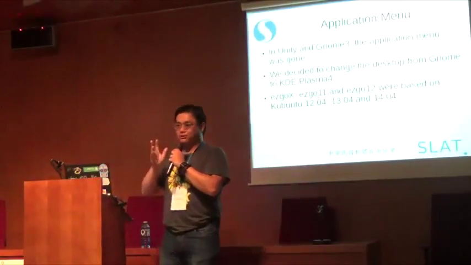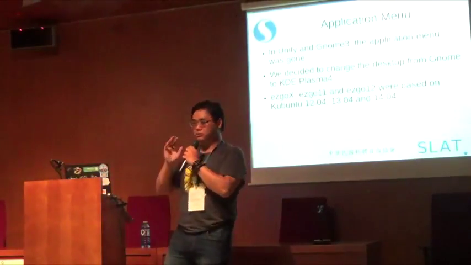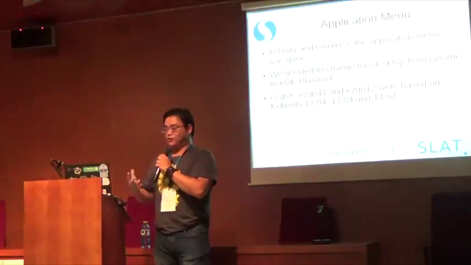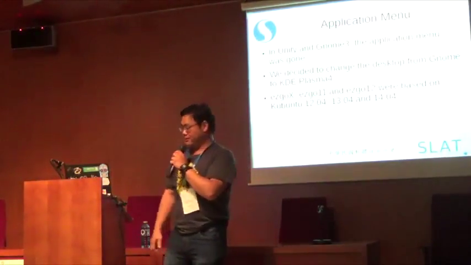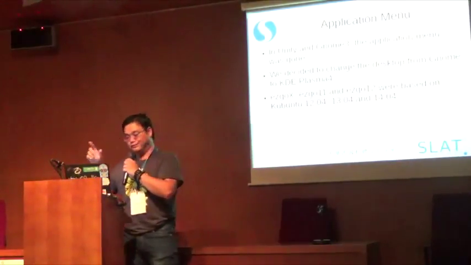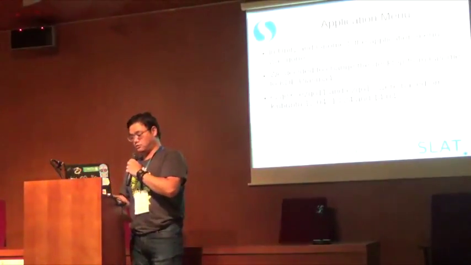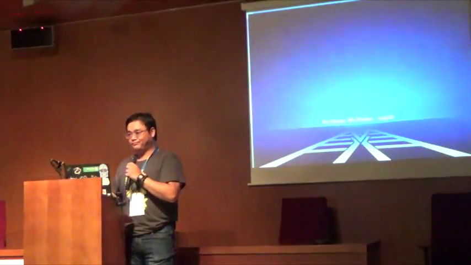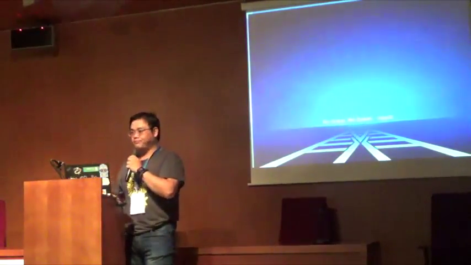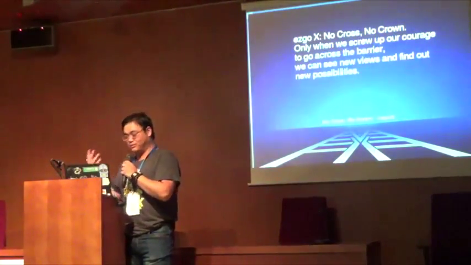So at that time, we decided to change the desktop from GNOME to KDE Plasma, and that was Plasma 4. Of course, the main reason is that in Plasma 4 we have a traditional mode with the application menu still there. So ezgo versions 10, 11 and 12 were based on Kubuntu 12.04, 13.04 and 14.04. Every version will have a story. You can read the article.